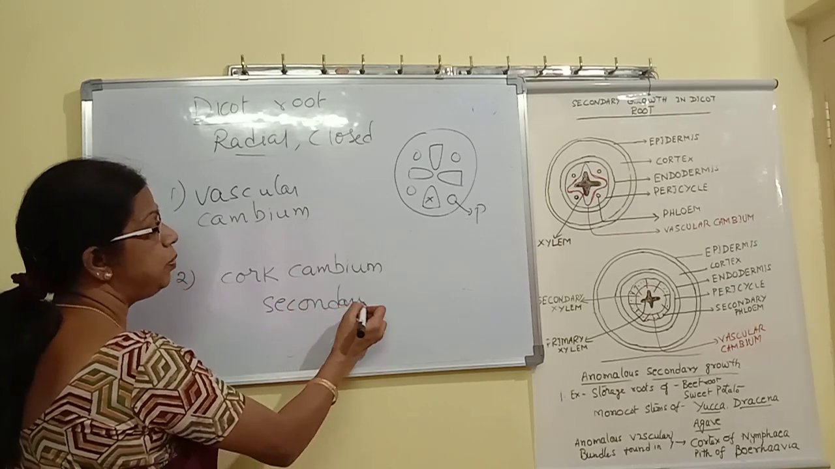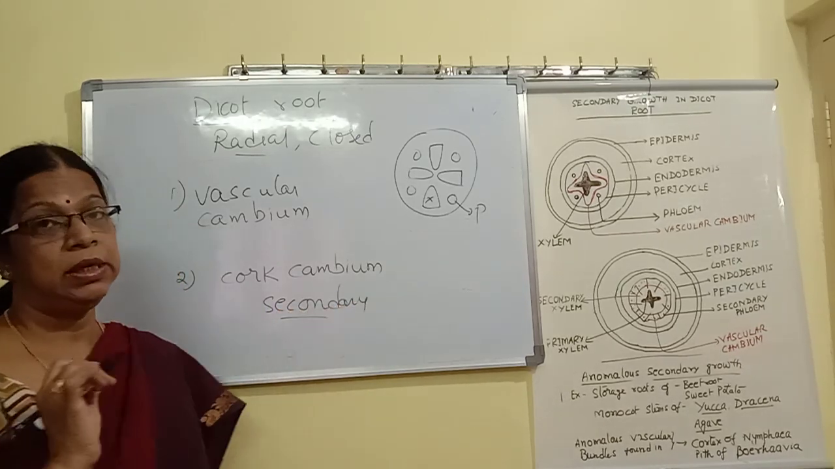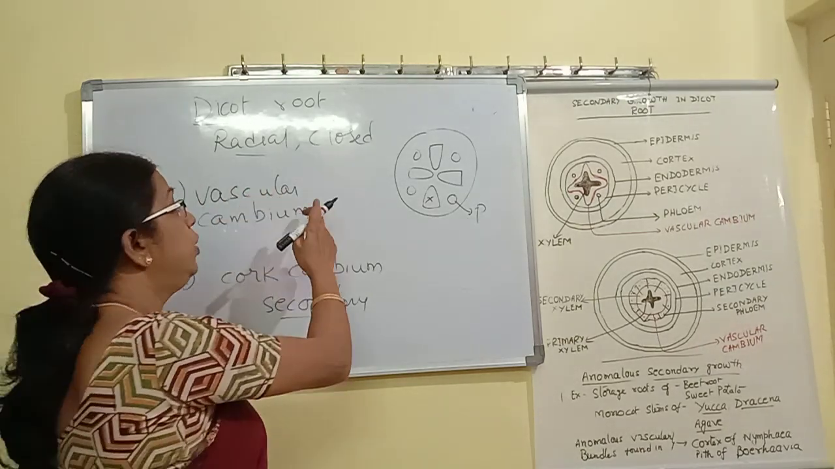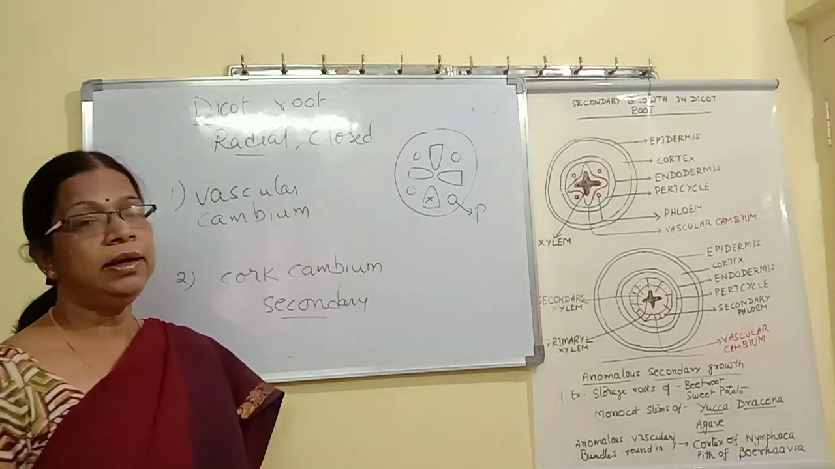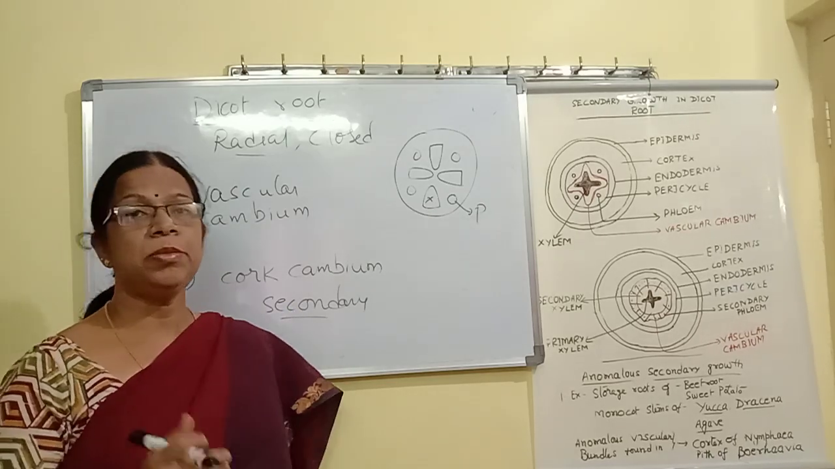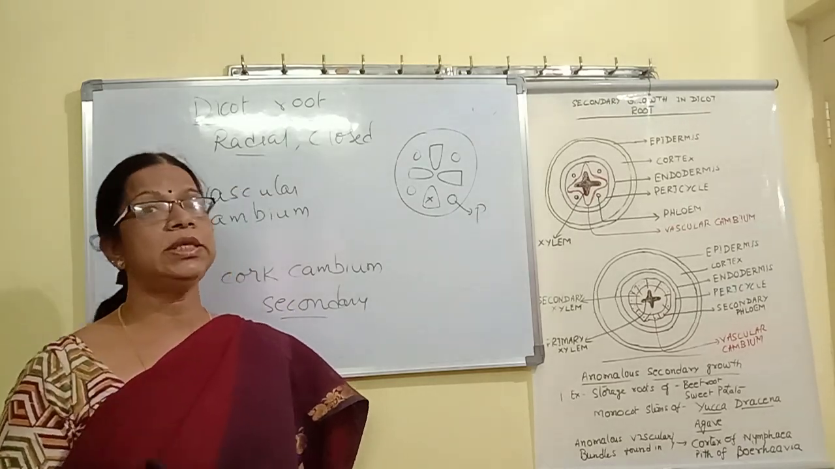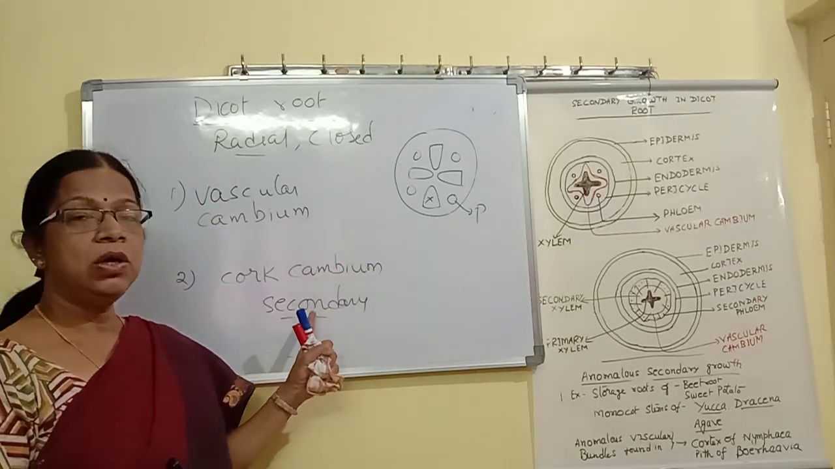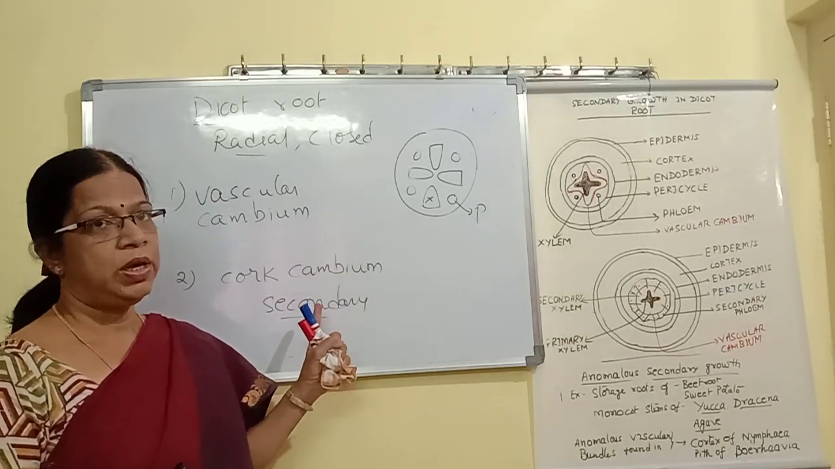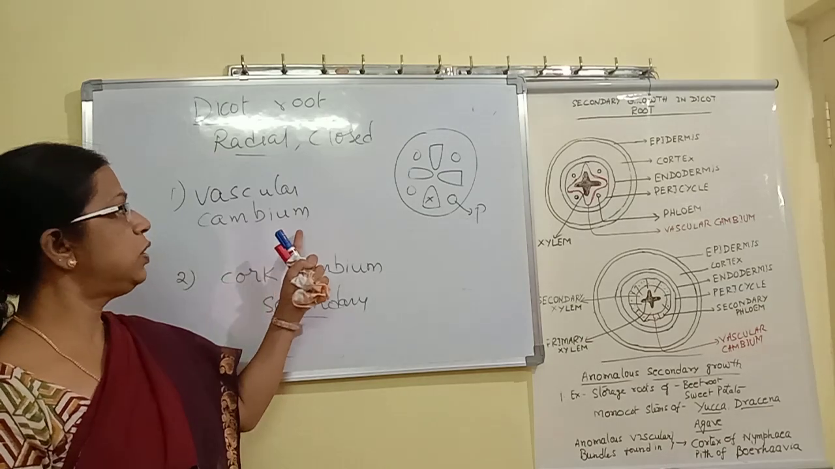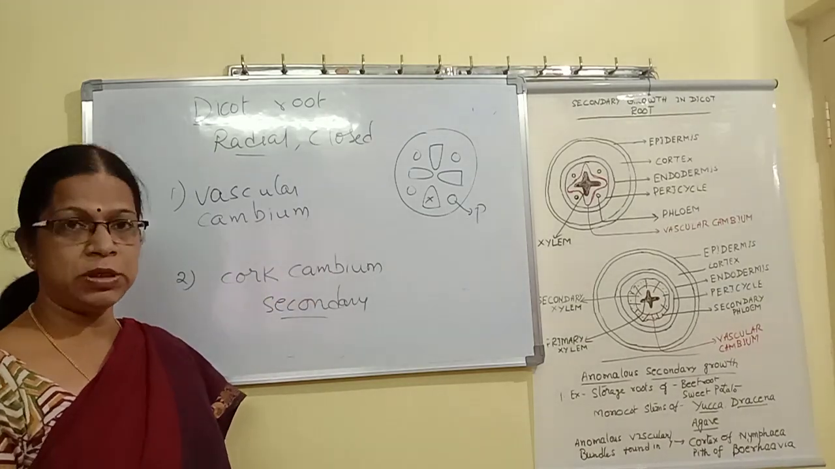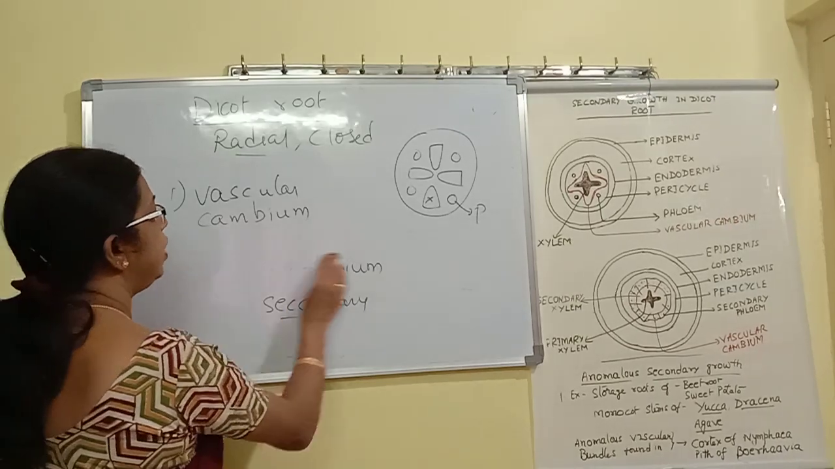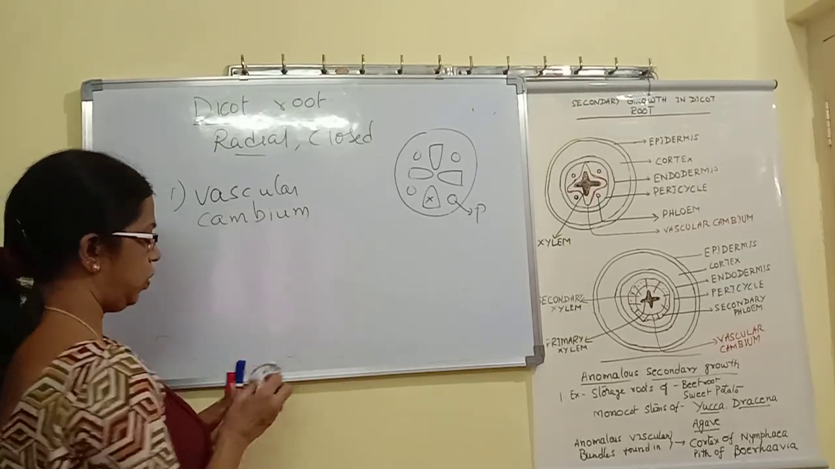This is a very important point to remember. Underline this, children. Here, both these are secondary in origin. That means they are formed only during secondary growth, both vascular cambium and cork cambium. Now let us see how the vascular cambium is formed in the root.